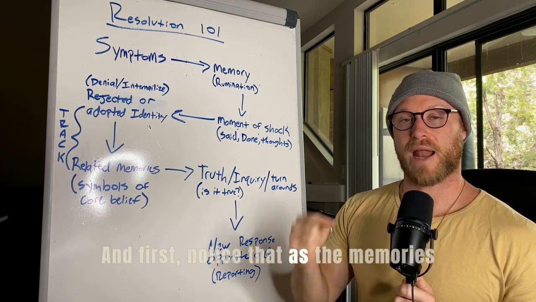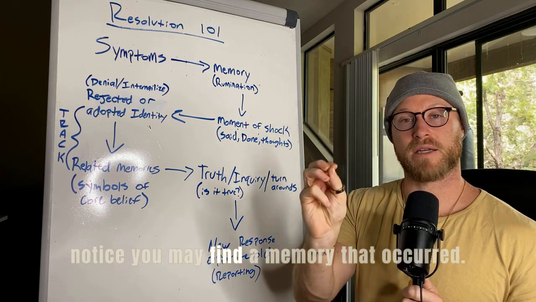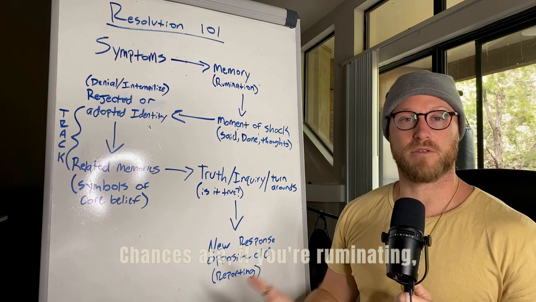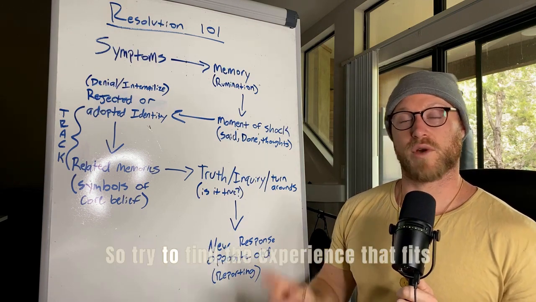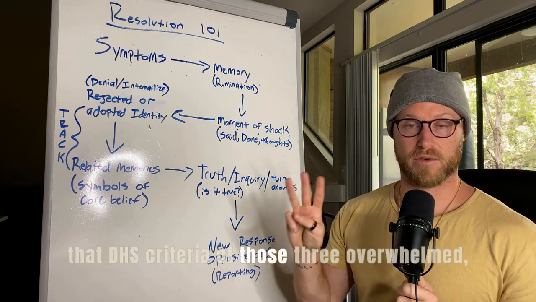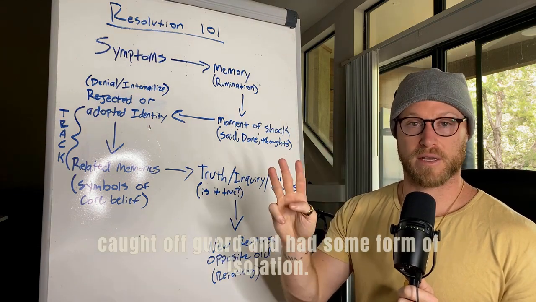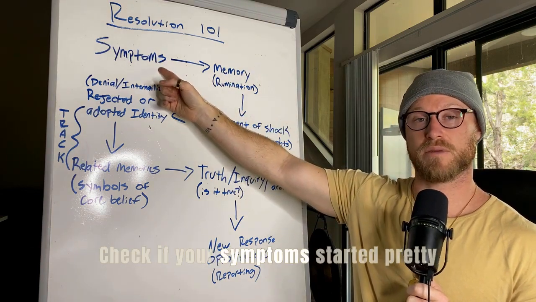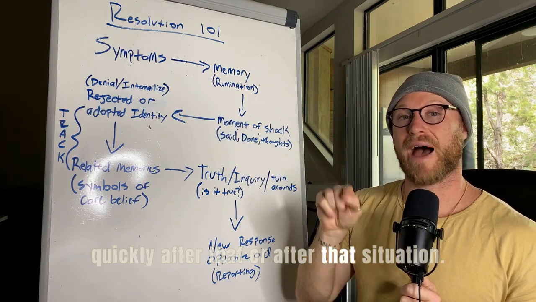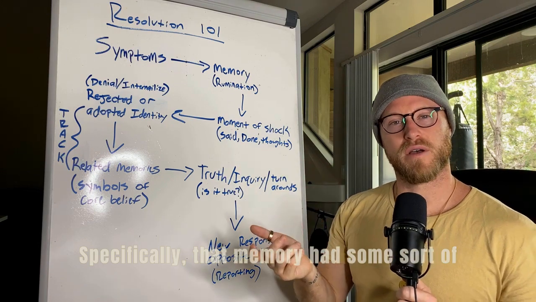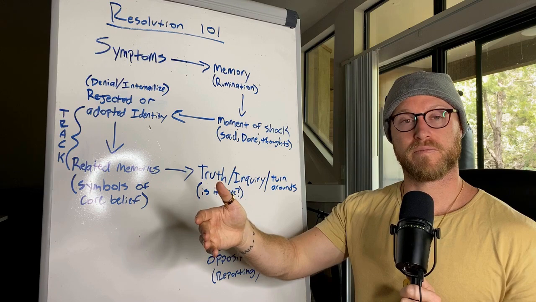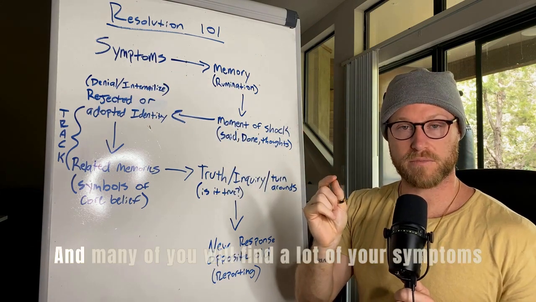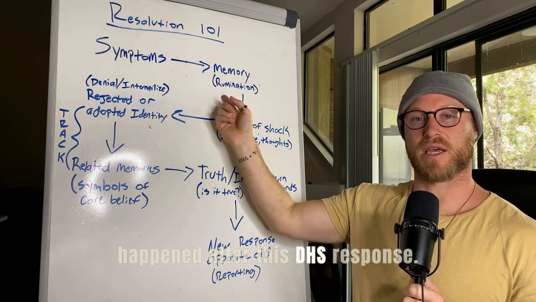And first notice that as the memories start coming up, you may find a memory that occurred. Well, number 1, you need to find a memory that has a shock in it, right? Chances are if you're ruminating, there probably was some sort of shock, but that's not always true. So try to find the experience that fits that DHS criteria of those 3: overwhelmed, caught off guard, shocked, and had some form of isolation. Find that moment and see your symptoms. Check if your symptoms started pretty quickly after that situation specifically, or just see if you could find the connection between the memory and the symptoms in terms of a short time period after. And many of you will find a lot of your symptoms happened after this DHS response.